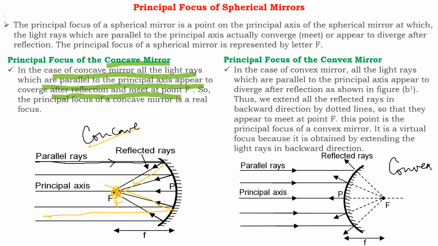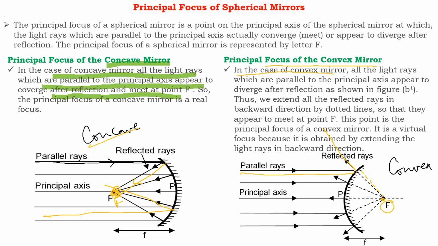And for the principal focus of the convex mirror, the line parallel to the principal axis is incident on the spherical mirror, and when it reflects in such a way that when you extend it backward, they all meet at a point. That is your focus. That is what is written here.